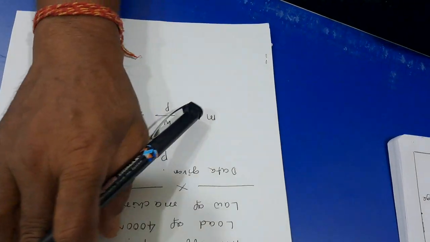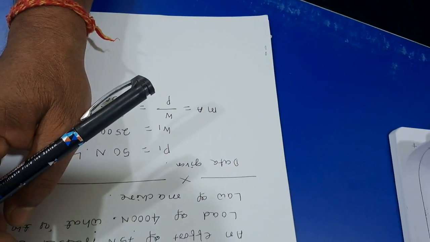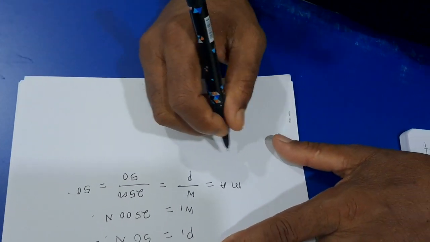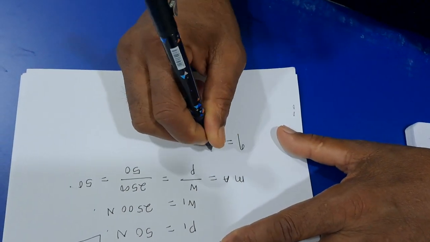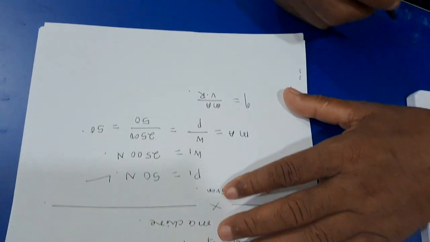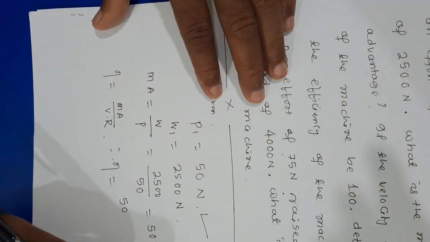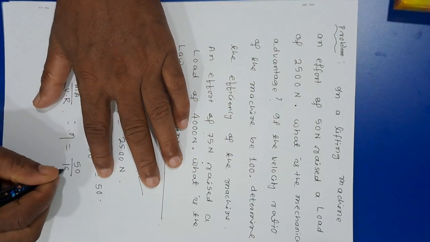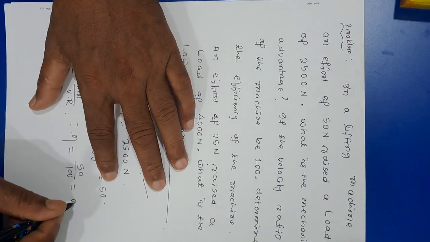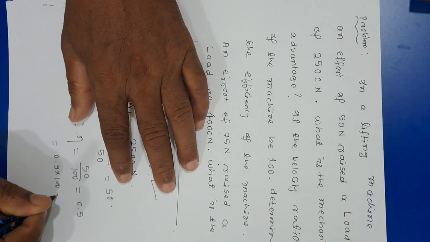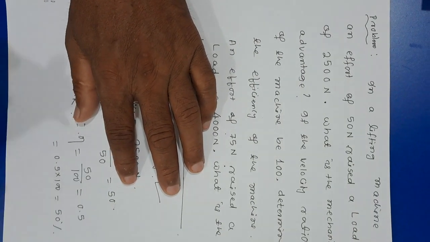Then, if the velocity ratio of the machine be 100, determine the efficiency of the machine. Now, you know that efficiency is equal to mechanical advantage by velocity ratio. Therefore, efficiency is equal to 50 by 100, as mechanical advantage is 50 and velocity ratio is equal to 100. 50 by 100 is equal to 0.5, and 0.5 into 100 is equal to 50%.